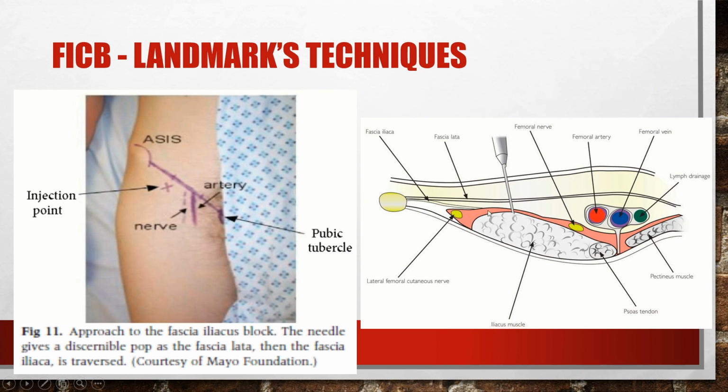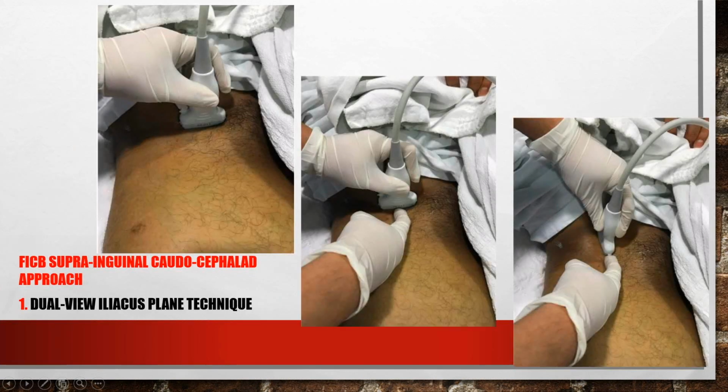So we can inject about 30 to 40 mils of our local anesthetic agent, and make sure this local will spread laterally to cover the lateral femoral cutaneous nerve, and medially to cover the femoral nerve. And if we are lucky, the LA will spread beyond the pectineus muscle to cover the obturator nerve. So now we go to the other approach, which is the supra-inguinal caudocephalic approach.